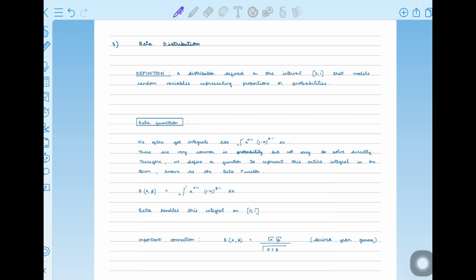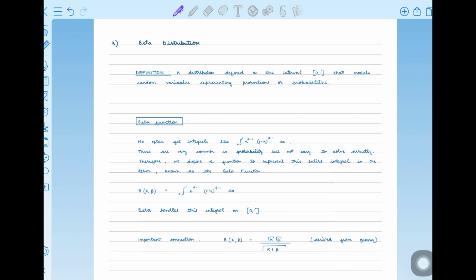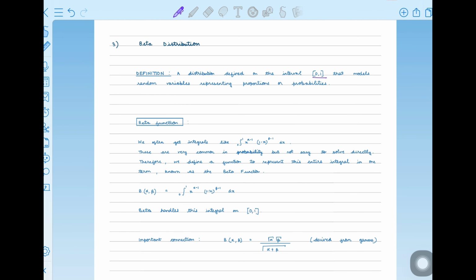Beta distribution. This is defined on the interval 0 to 1, and it models random variables representing proportions or probabilities. To understand this, let's start by understanding the beta function. We often see integrals in this form. These are very common but also not very easy to solve. Therefore, we define a function to represent this entire integral in one term, known as the beta function.